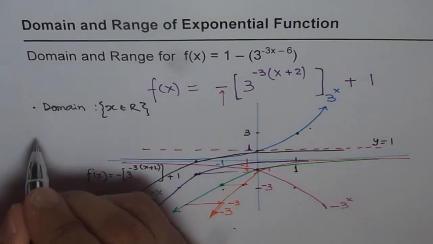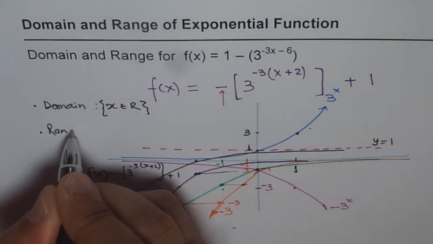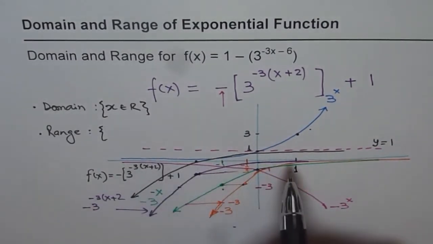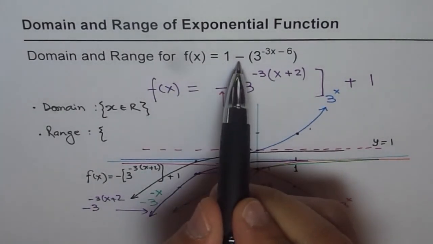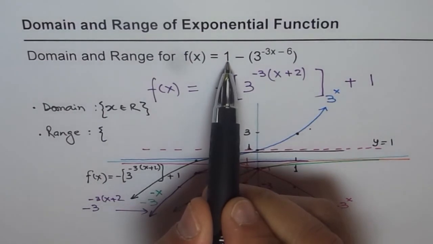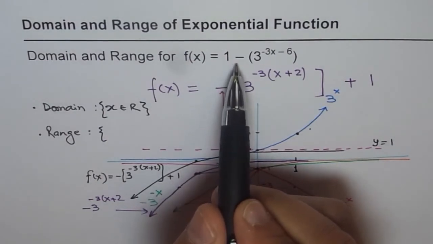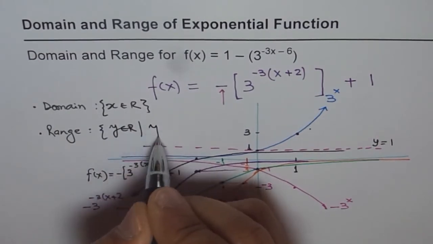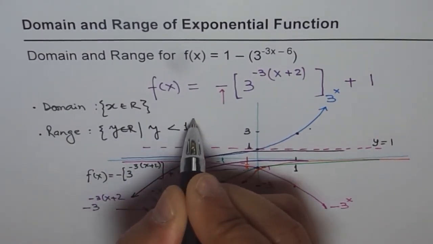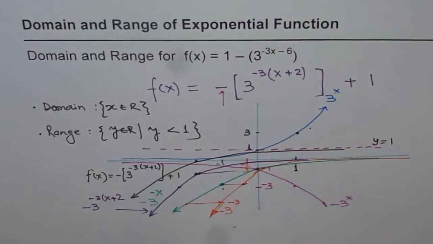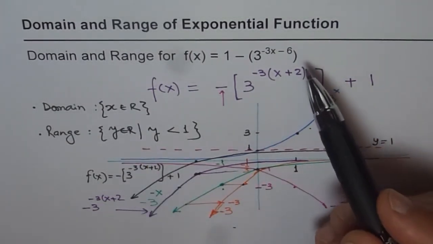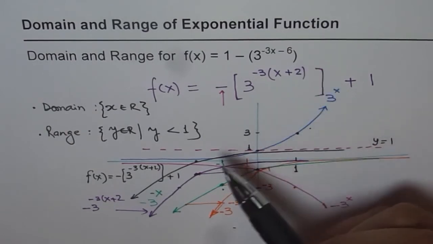Now as far as the range is concerned, we know we have a horizontal asymptote. Since this reflection is there and there's one translation of 1 unit up, we could have straight away written the range as y belongs to real numbers, where y is less than 1. It's never equal to 1, it approaches it as a horizontal asymptote, right? We could have given this answer right from the question itself without doing much.